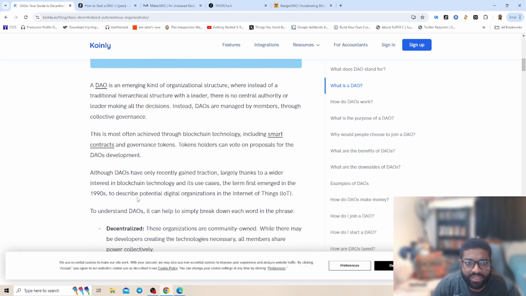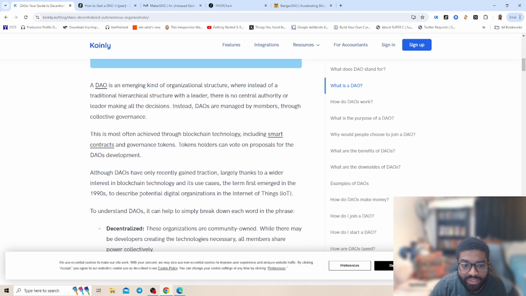A DAO is an emerging kind of organizational structure where, instead of a hierarchy with a leader, there's no central authority or leader making all the decisions. Instead, DAOs are managed by members through collective governance. This is most often achieved through blockchain technology, including smart contracts and governance tokens. Tokens can vote on proposals for the DAO's development. Although DAOs have only recently gained traction, largely thanks to a wider interest in blockchain technology and its use cases, the term first emerged in the 1990s to describe potential digital organizations in the Internet of Things, IoT.